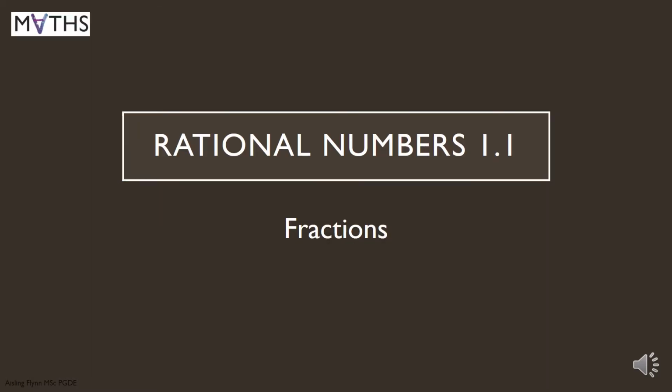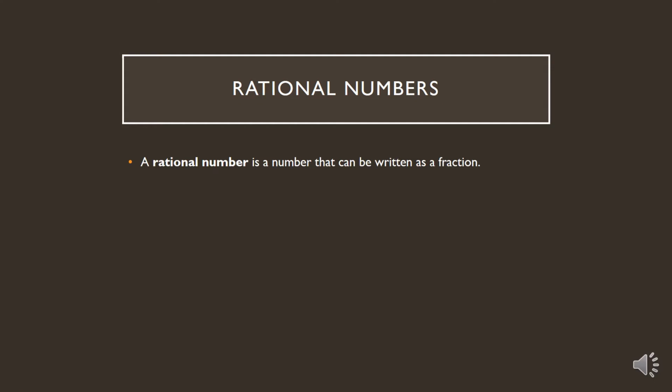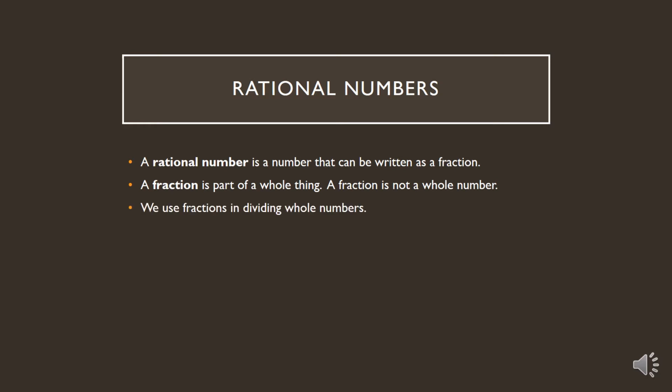This is Rational Numbers 1.1, Fractions. A rational number is a number that can be written as a fraction. A fraction is part of a whole thing. A fraction is not a whole number. We use fractions in dividing whole numbers.